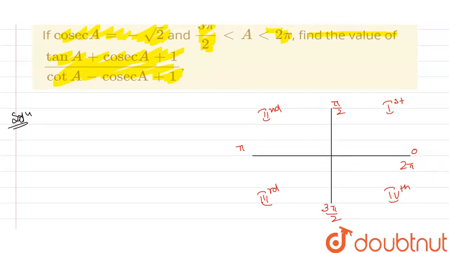Another thing we should notice is that in the first quadrant all ratios are positive. In the second quadrant only sine and cosec are positive. Just remember this. In the third quadrant only tan and cot are positive, and in the fourth quadrant only cos and sec are positive.